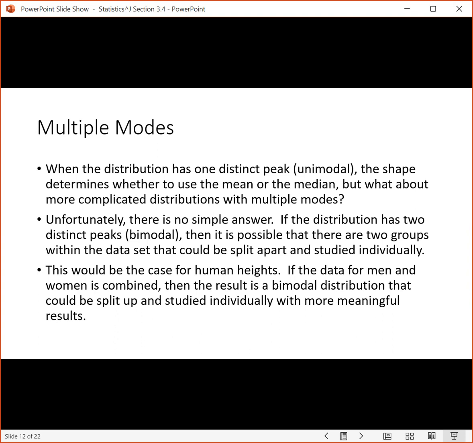If the distribution has 2 distinct modes, then it is possible that there are 2 groups within the data set that could be split apart and studied individually. So that's one of the things you want to think about. This would be the case, for example, for human heights. If the data for men and women is combined, then there is a distinct bimodal pattern where you have 2 peaks, one for the men and one for the women.